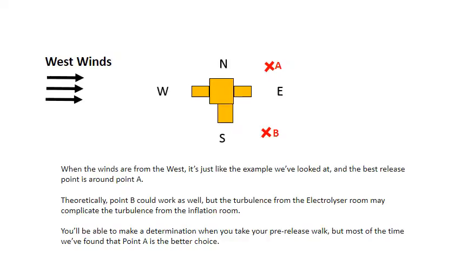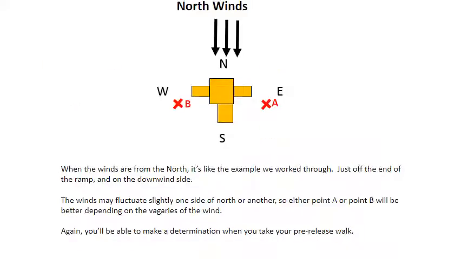When the winds are from the west, it's just like the example we looked at, and the best release point is around point A. Theoretically, point B could work as well, but the turbulence from the electrolyzer room may complicate the turbulence from the inflation room. You'll be able to make a determination when you take your pre-release walk, but most of the time we found that point A is the better choice.